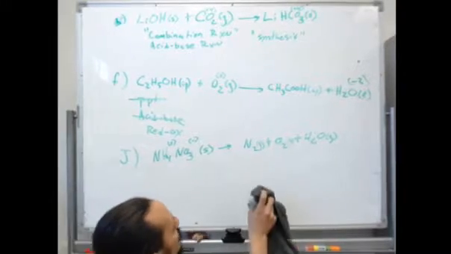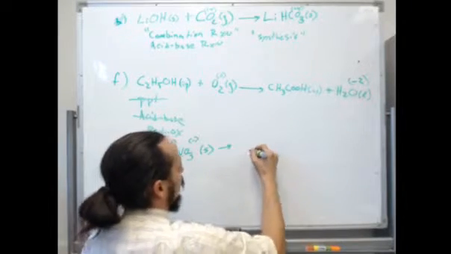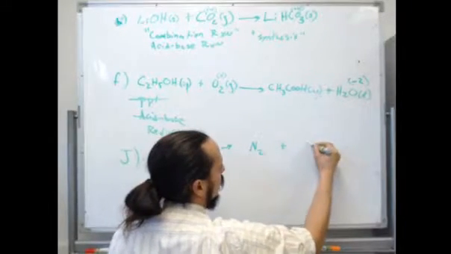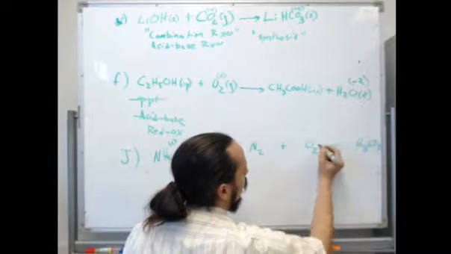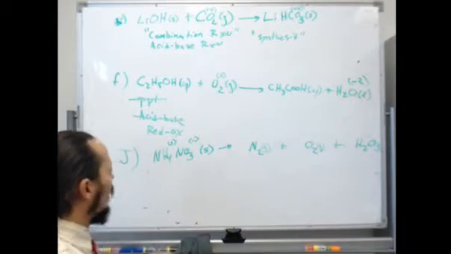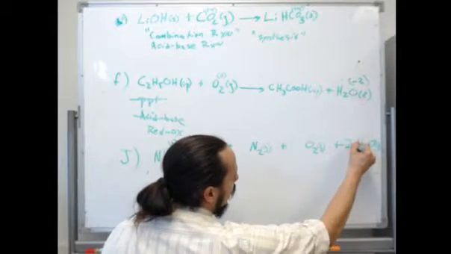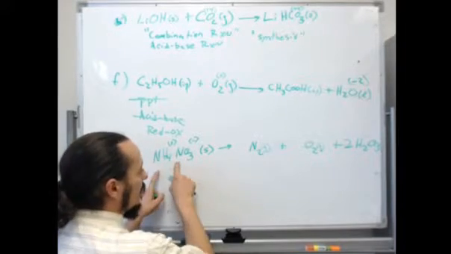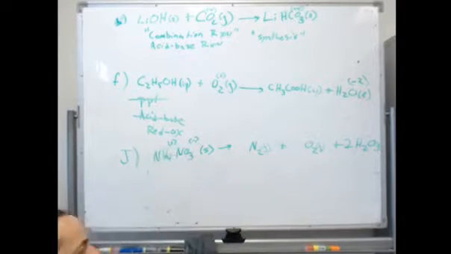So let's start thinking about how we balance this equation. I should have given myself more space. So we're going to have N2, O2, H2O, gas, gas, gas. Okay, now when I look at this, I say, okay, I've got 4 hydrogens. I've only got 2. So I'm going to have to double this, and that's going to throw off everything else. I've got 2 nitrogens, I've got 3 oxygens, I've got 4 oxygens. Oh, what a headache.